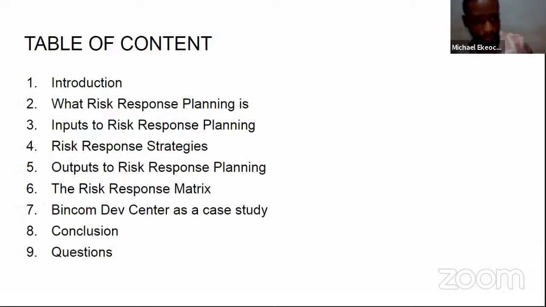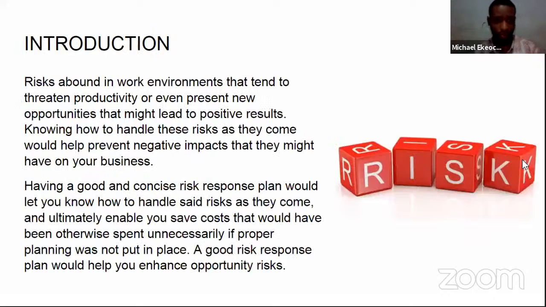All right. So this is my table of contents. I'll first introduce what this is, and then we'll go into what risk response planning is, and then inputs to risk response planning, the risk response strategies, outputs of risk response planning. Then we'll talk about the risk response matrix, and then we'll use Income Dev Center as a case study. And then I'll conclude and take questions. So let's get into it.